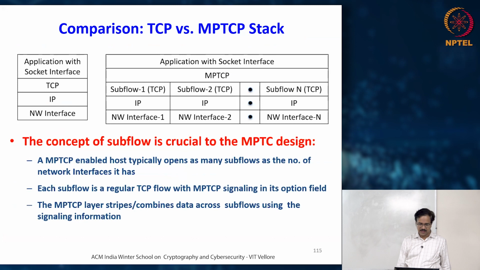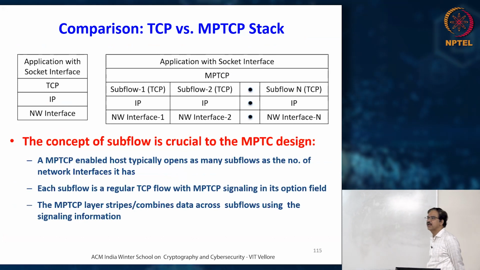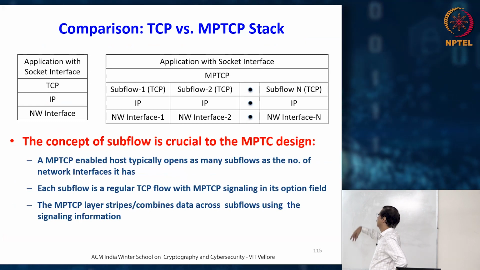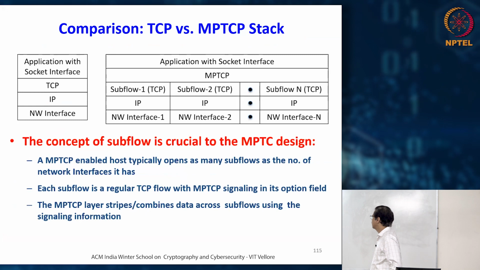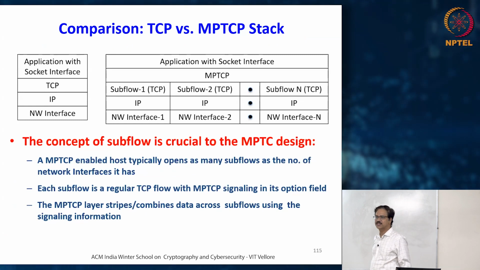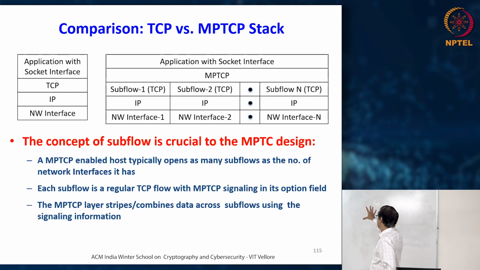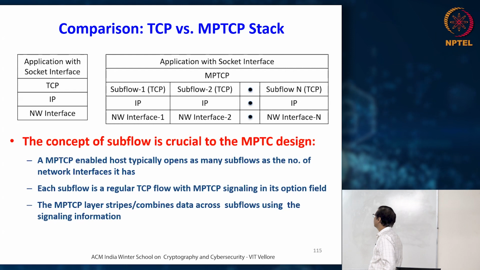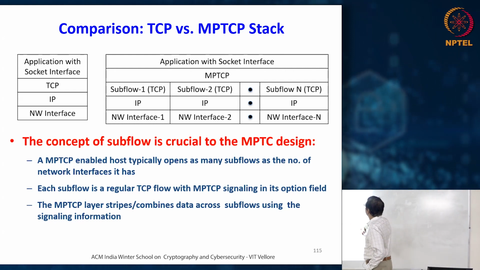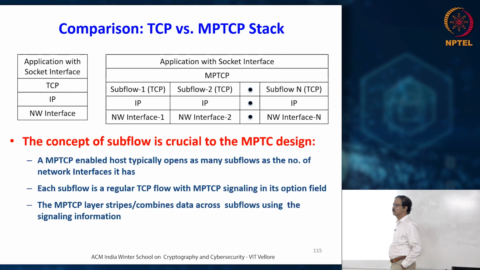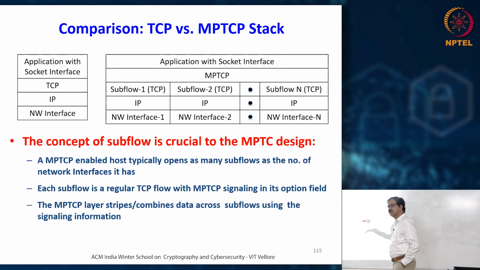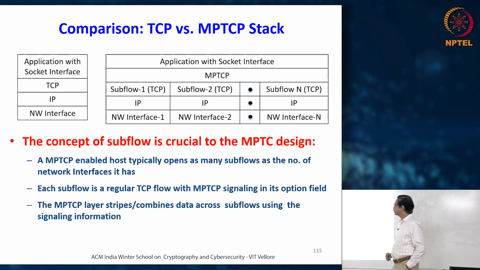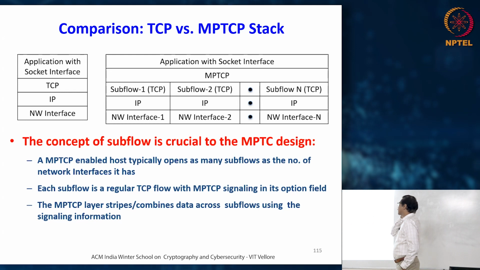So this is a comparison of the conventional TCP and MPTCP stacks. What you see on the left side is the normal layering: application with socket interface, then TCP/IP, then network interface. On the right side, you have the application, then an MPTCP layer, which is very much within the transport layer. Then you have something called a subflow. Each subflow will actually look like a TCP flow, and below that you have IP. So the core of the notion is the subflow.